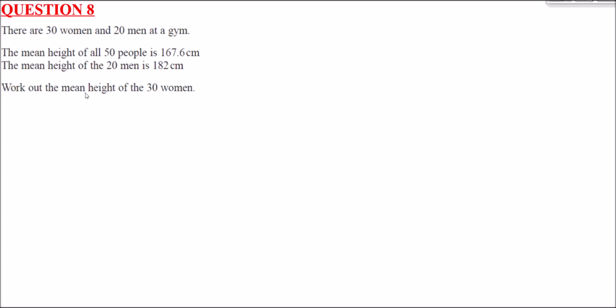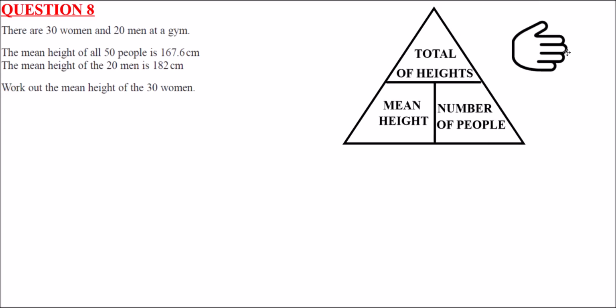So it's definitely a question involving the mean. So we need to remember a formula for the mean. Generally, to work out the mean, it's a grand total of all things divided by the number of people. So in this case, the mean height would be the total of all heights in question divided by the number of people we're measuring the heights of. So I'm going to introduce a formula triangle like this. Mean height is total of heights divided by number of people.